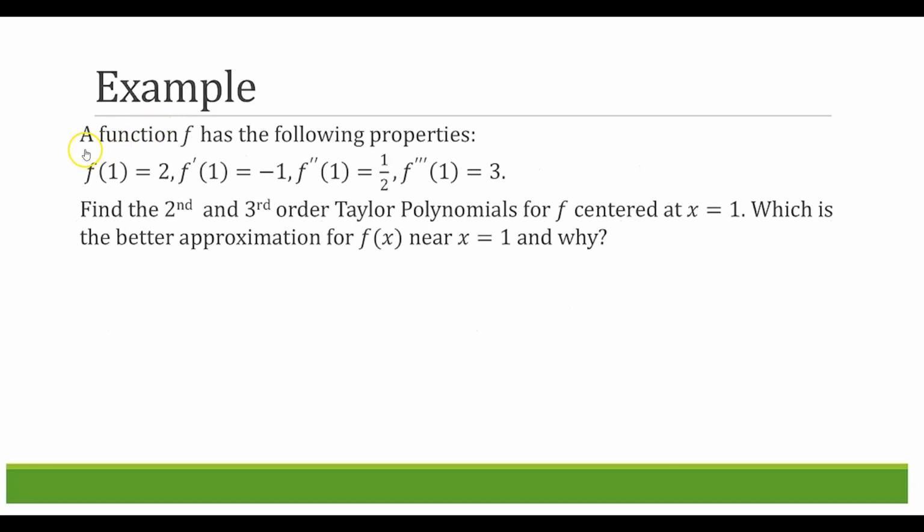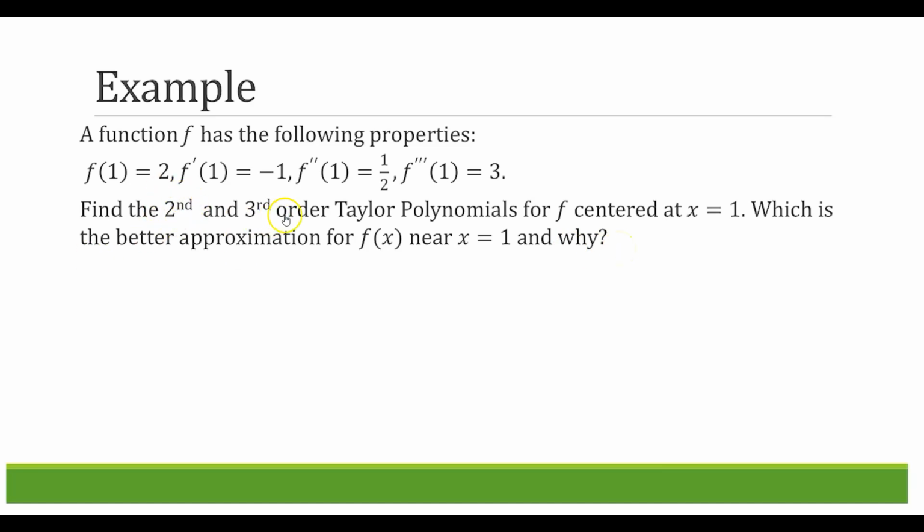In this example, we're told a function f has the following properties. f of 1 equals 2, f prime of 1 equals negative 1, f double prime of 1 is equal to 1/2, and f triple prime of 1 is equal to 3. Find the second and third order Taylor polynomials for f centered at x equals 1, and determine which is the better approximation for f of x near x equals 1, and why.